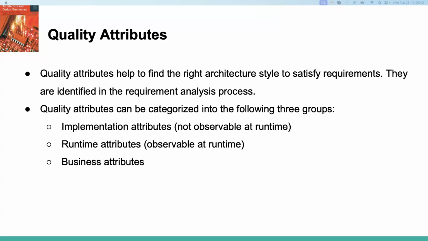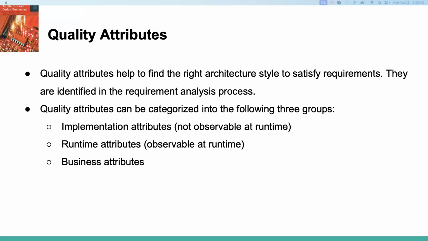These are implementation attributes, runtime attributes, and business attributes. So first, implementation attributes. These are behind the scene heroes, not visible at runtime, but crucial for development, like modifiability and maintainability. So basically, if you have a piece of code or a software, how do you maintain that? Which attributes are important for that implementation? These are implementation attributes.